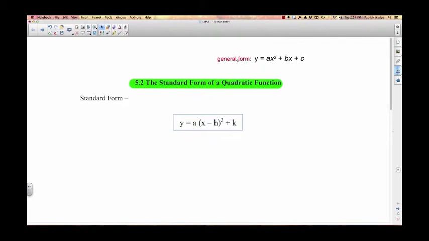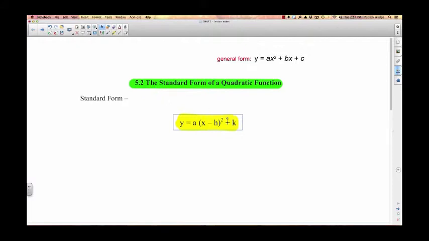But it can still be a quadratic function and not be written in that form. It could be written in this form right here. This is called standard form. So this form that I've highlighted right now could be switched into general form, and that's why it's still considered a quadratic function. But this is standard form, and we love this form.